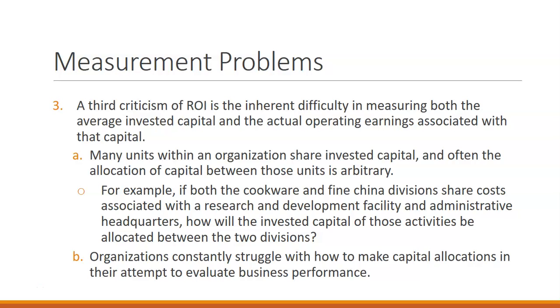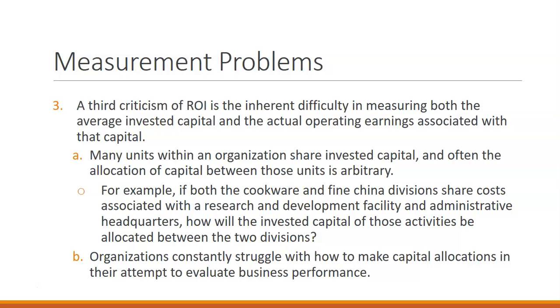Again, we might have research and development. We also have administrative costs. So all of those different investments, if we buy new software for the accounting department, that's a capital investment that we can't always determine how that benefited cookware and the China division just on their own. So we usually really struggle with how we make those allocations in order to evaluate business performance.